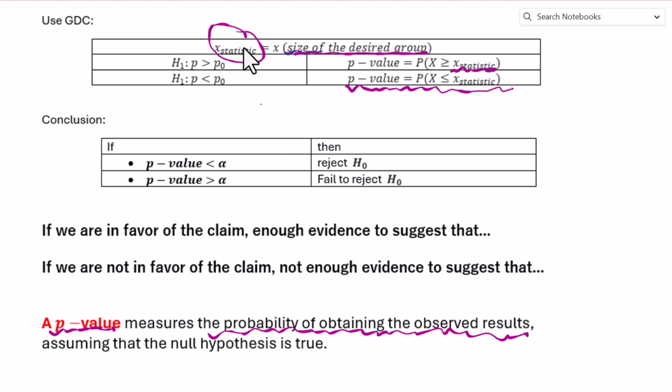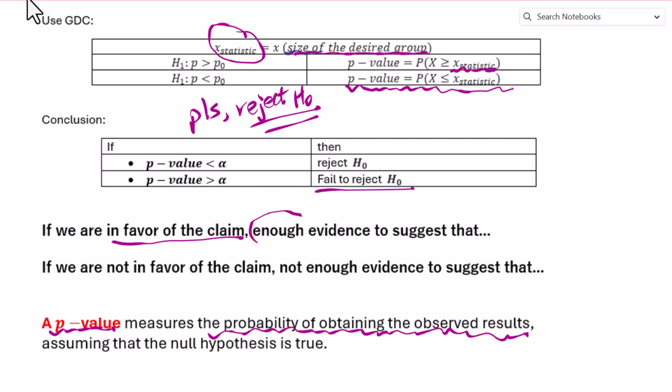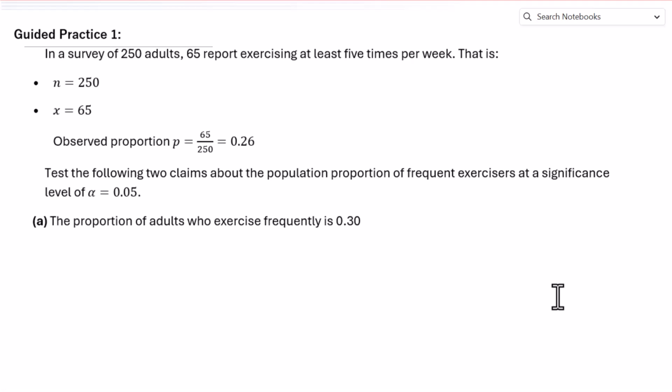The conclusion is still the same. When the p-value is less than the significance level alpha, reject H0. Otherwise, fail to reject H0. If we are in favor of the claim, we will write down: enough evidence to suggest that. If we are not in favor of the claim: not enough evidence to suggest that. Let's go to guided practice 1.